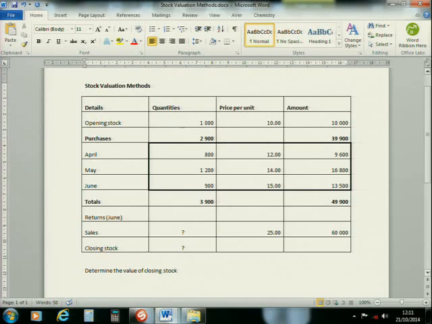or calculate the value of closing stock using first FIFO, later on using weighted average cost. I want to do the two. And also we need to calculate the cost of sales using FIFO and later on the weighted average cost methods. Right?